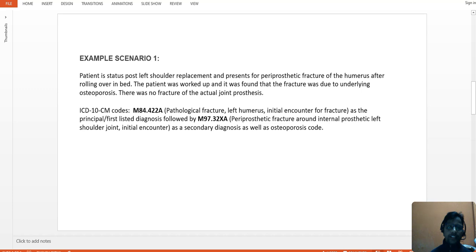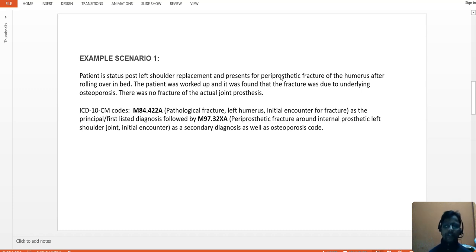M84.422, which is for pathologic fracture of the left humerus, initial encounter for fracture, as the principal or first listed diagnosis, followed by M97.32XA as a secondary diagnosis, as well as we need to code for osteoporosis also.